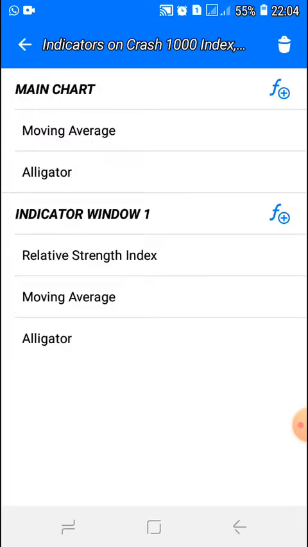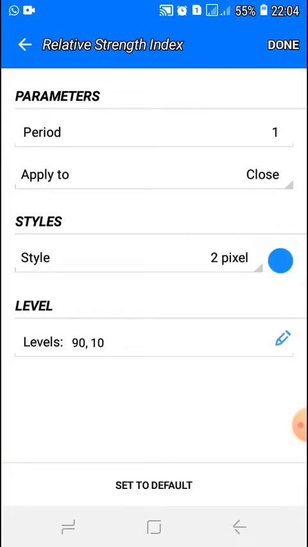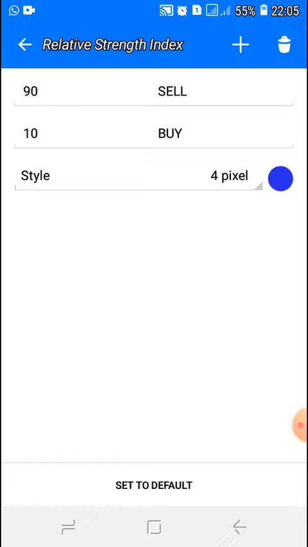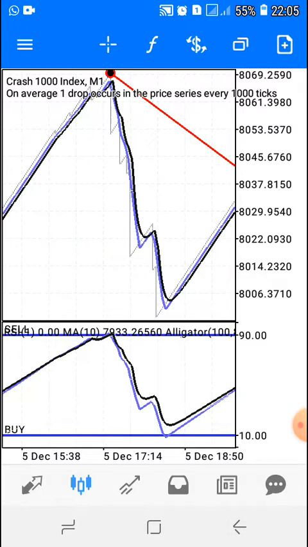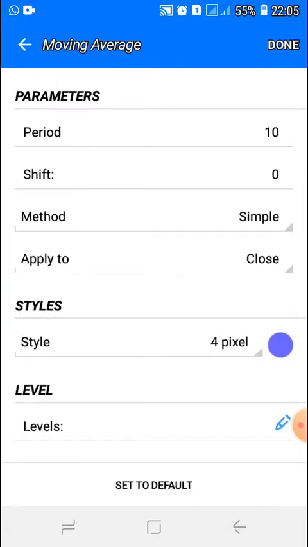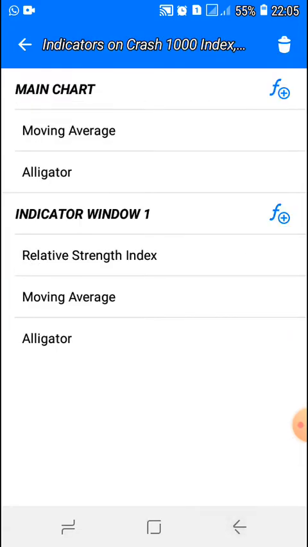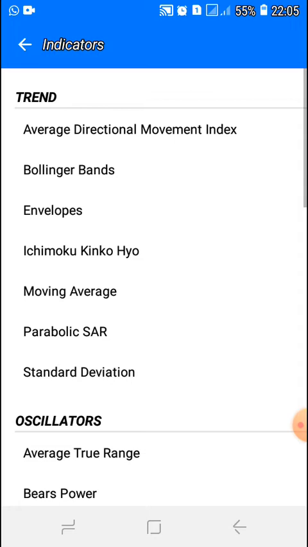Okay, and on indicator window 1, you must have a relative strength index with these parameters. Period 1, apply to close, style 2 pixel blue, levels 10 and 90, next to 90 right sell, next to 10 right buy. Then you just add your moving average and allocate it to your relative strength index. You click over here and you add those indicators. So that is the parameters.